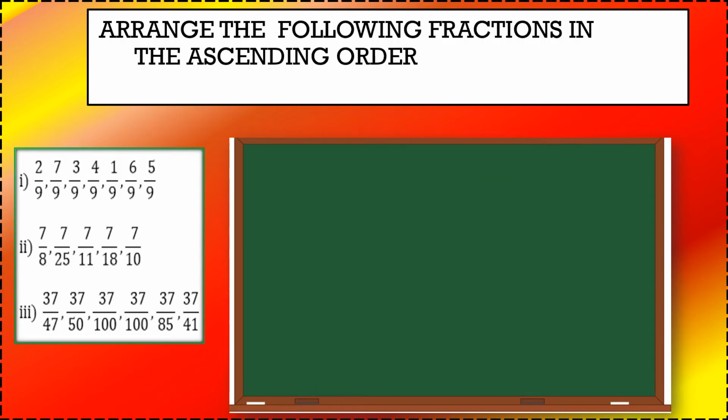Alright children, now that you've understood that how to compare the fractions, we will learn how to arrange these fractions into their ascending and descending order. So the question says arrange the following fractions in the ascending order. So ascending order is smallest to the greatest and descending order is from greatest to the smallest. And here in the question we have to arrange these in ascending order.